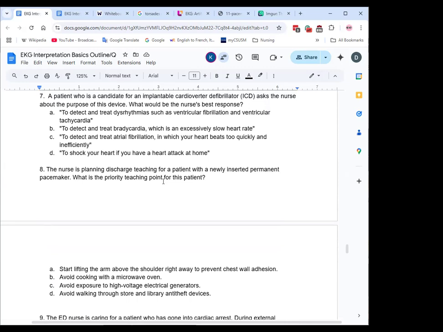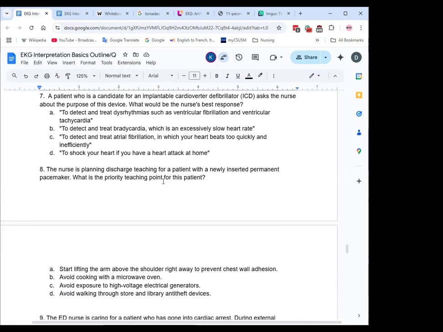But yeah, for someone who just had an ICD, you're going to tell them that it is in place to detect and treat dysrhythmias such as VFib and VTach. Whereas your pacemaker is used for things like bradycardia because it's pacing it. Your cardioverter defibrillator is to help put you back into the correct rhythm. So yeah, cool. The answer for that one was A.